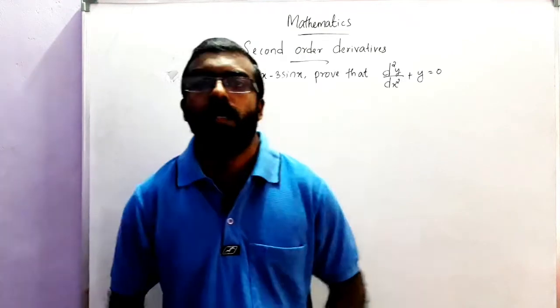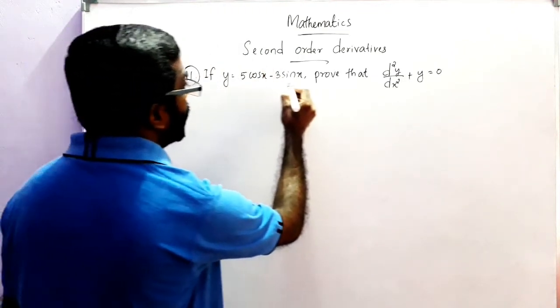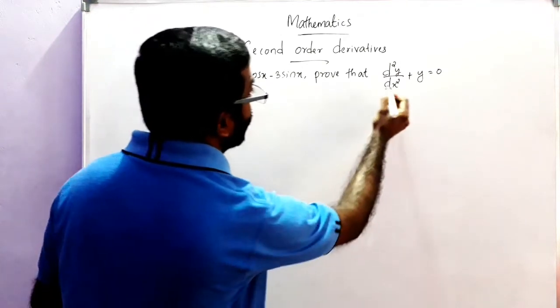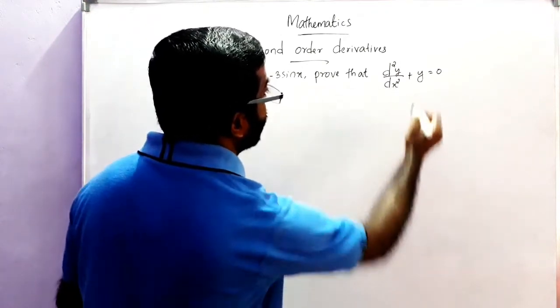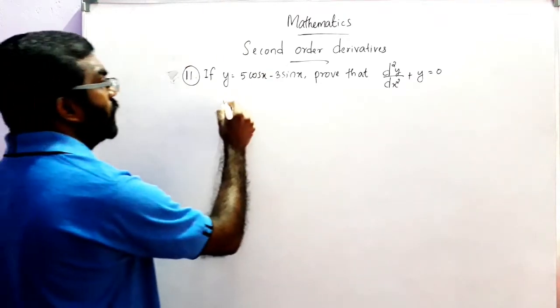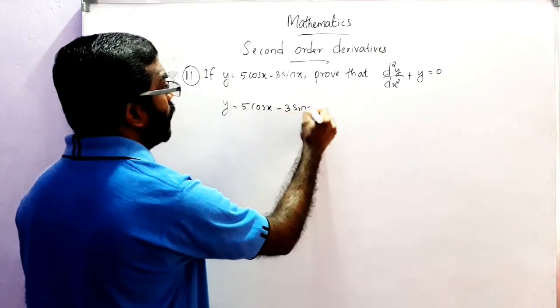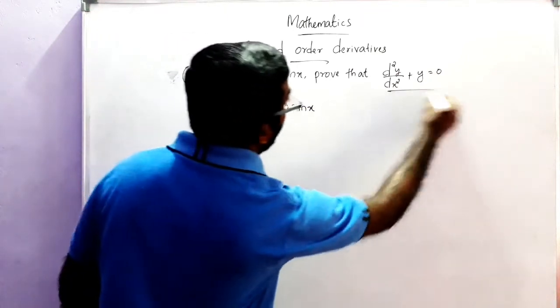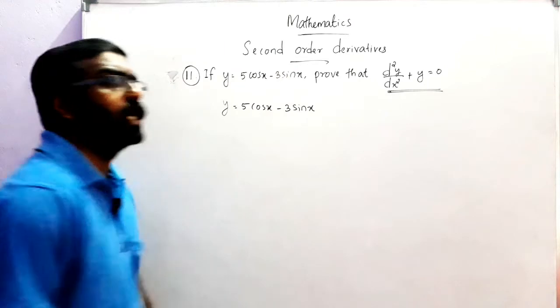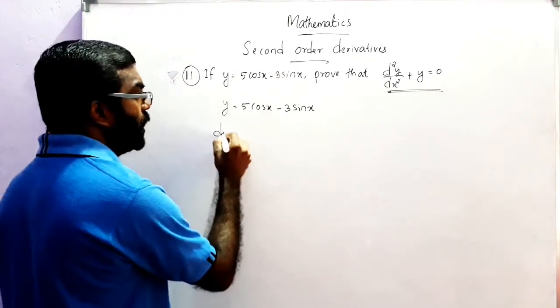Let me start. Here the question is, if y is equal to 5 cos x minus 3 sin x, prove that d square y by dx square plus y is equal to 0. We are given a function y is equal to 5 cos x minus 3 sin x and we have to prove d square y by dx square plus y is equal to 0. Okay, so first we can find dy by dx.